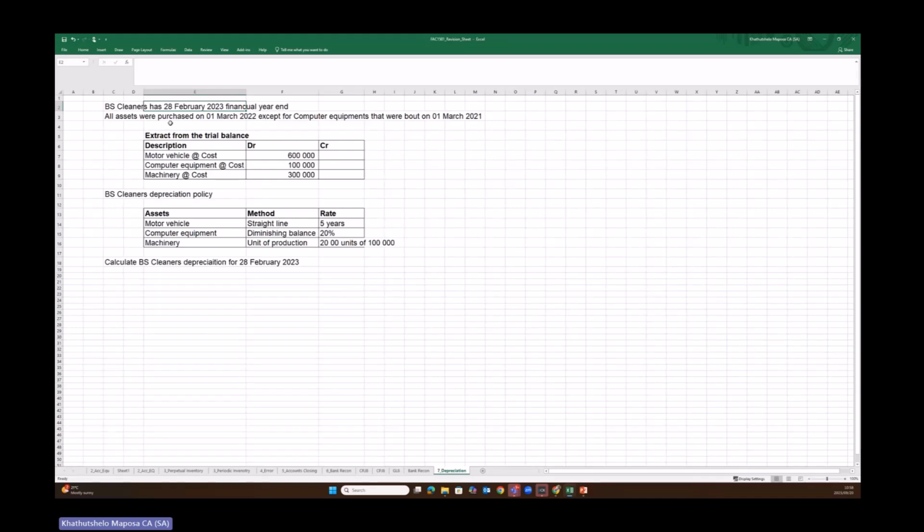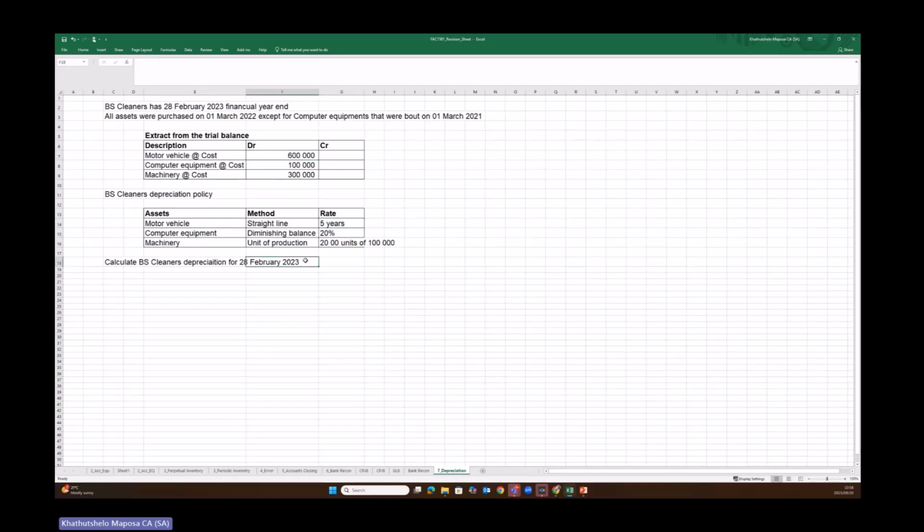So here our financial year end is 28 February 2023, and there is a very, very important statement here. It says all assets were purchased on 1 March 2022, meaning the beginning of the financial year, except for computer equipment that were bought on 1 March 2021. So only computer equipment is 2 years old here. Everything else is 1 year old. Now, they say calculate depreciation for the motor vehicle. Motor vehicles, straight line method, 5 years, bought 1 March 2022 for 600,000.